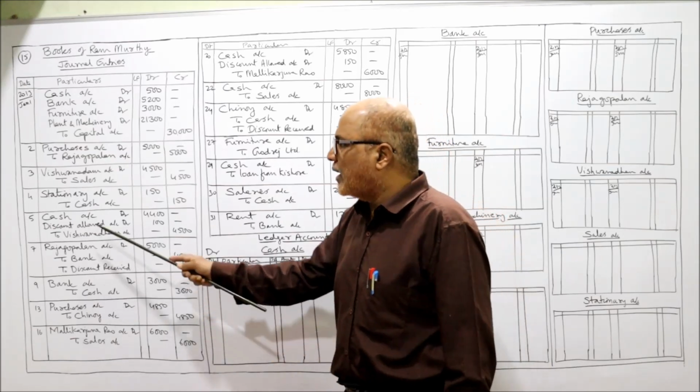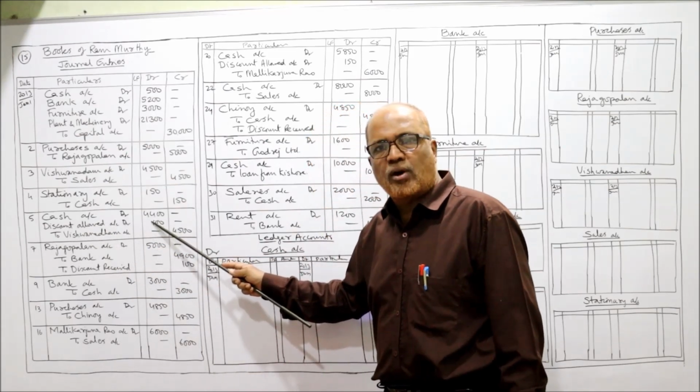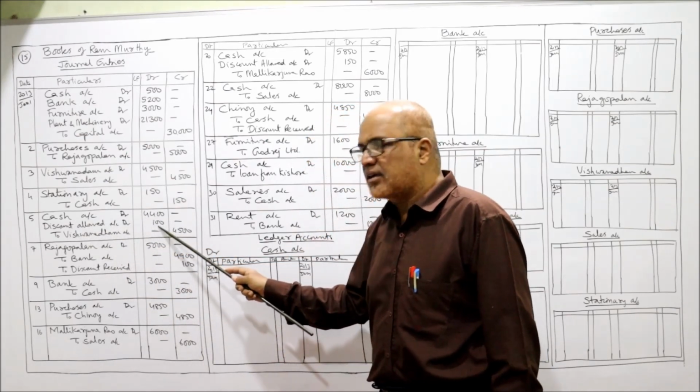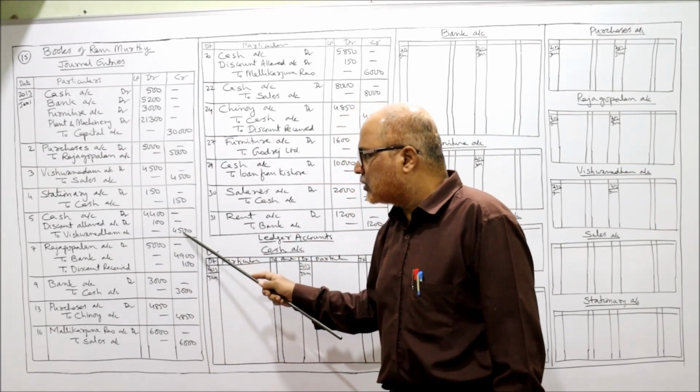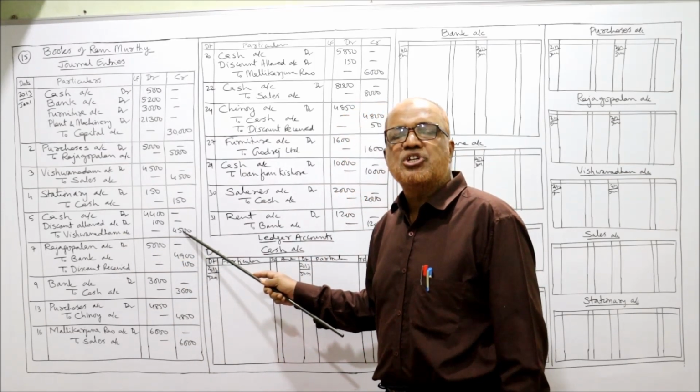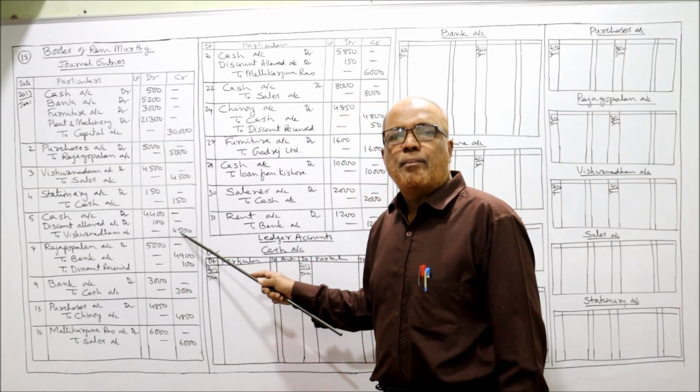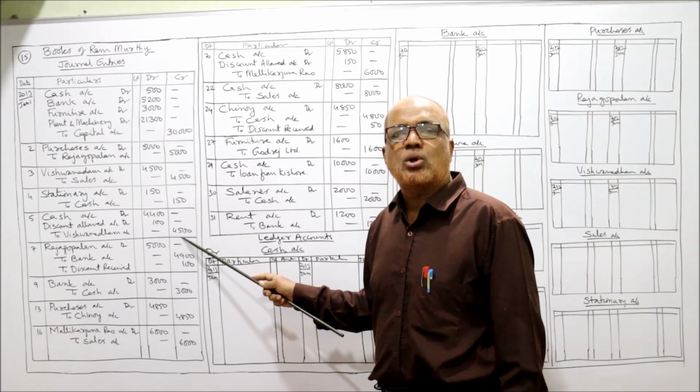It will be debited. Discount is a loss, it will be debited. So entry will be cash account debit 4,400, discount allowed account debit 100, to Vishwanathan 4,500. Being cash received and discount allowed. By passing this entry, Vishwanathan account is closed.